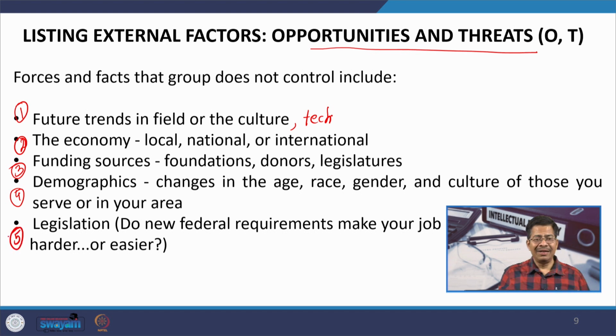Then legislation, because it is quite possible in some technological area you may have favorable legislations coming. For example, in IC engine versus electric vehicles, the legislations in India are favoring adoption of electric vehicles more than your conventional IC engine based technologies. Then there is solar energy versus energy coming from the thermal sector.